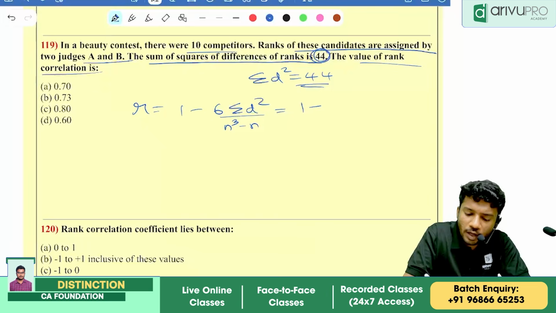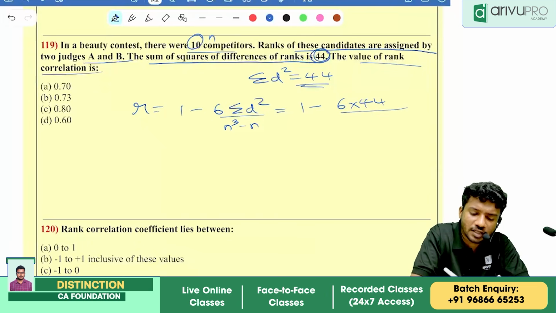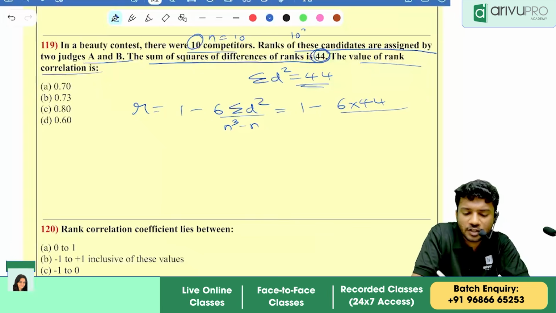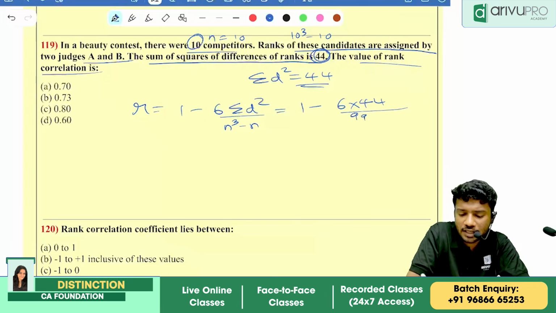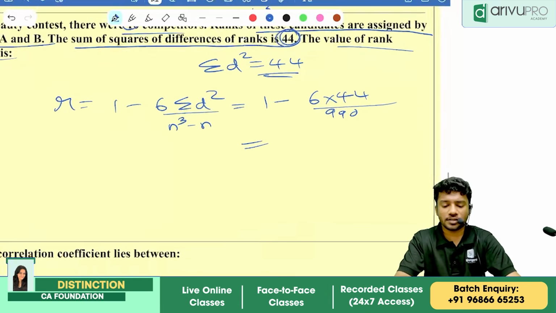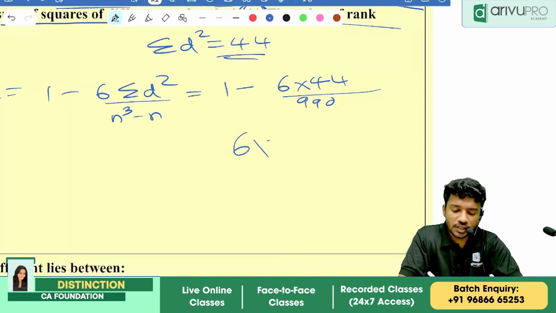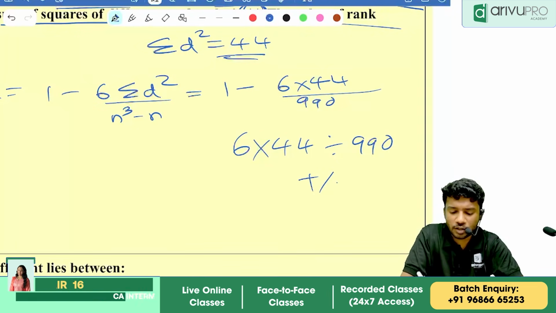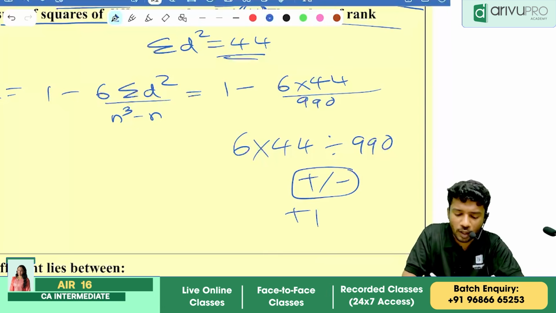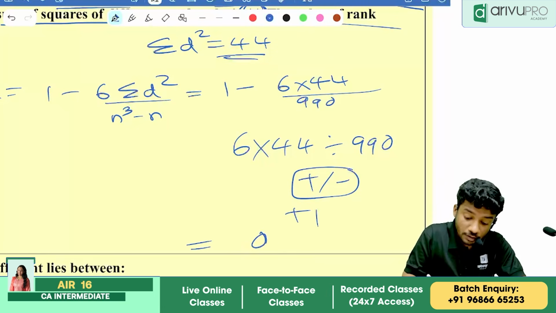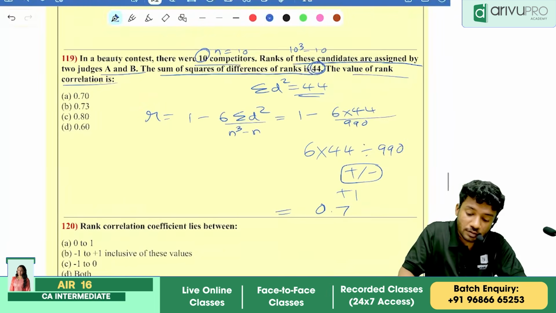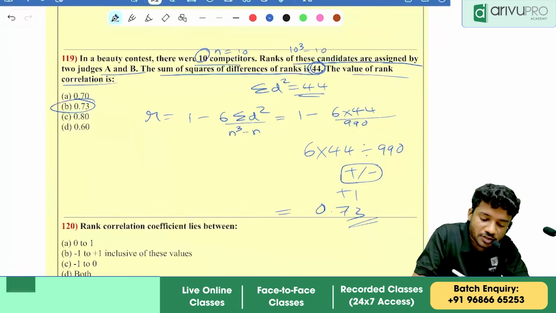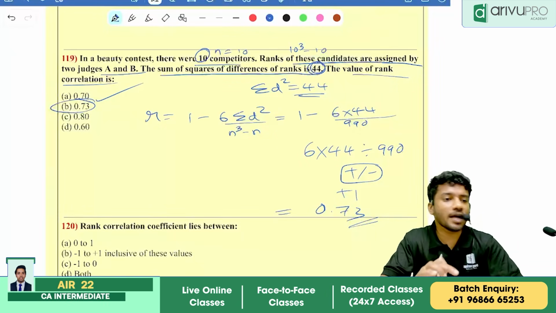That is nothing but 1 minus 6 into 44 divided by, 10 competitors, right? n is equal to 10. 10 cube minus 10 is how much now? 990. Get me the answer, people. What is that? 6 into 44 divided by 990. Then click what? Plus or minus, then plus 1. How much are you getting? 0.73. Which option is the answer? Option B is the answer.